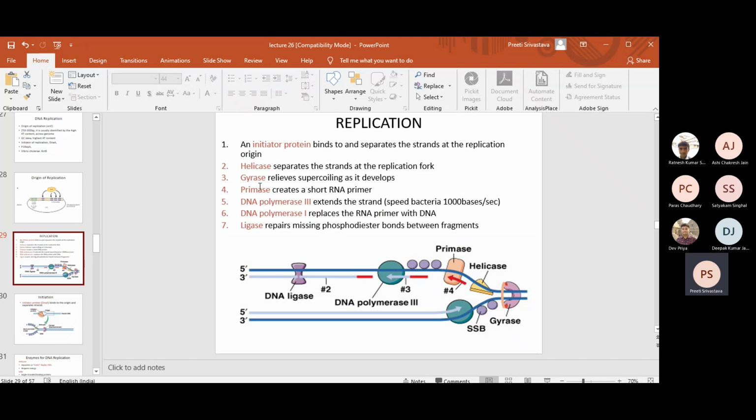The second step is the helicase. Helicase separates the strands at the replication fork. The enzyme gyrase relieves the supercoiling. The enzyme primase creates a short RNA primer. The enzyme DNA polymerase 3 extends the strand. The enzyme DNA polymerase 1 replaces the RNA primer, and the ligase is required for the sealing of the nick, because ultimately when DNA polymerase 1 removes the RNA primer, the nick has to be sealed by the ligase.